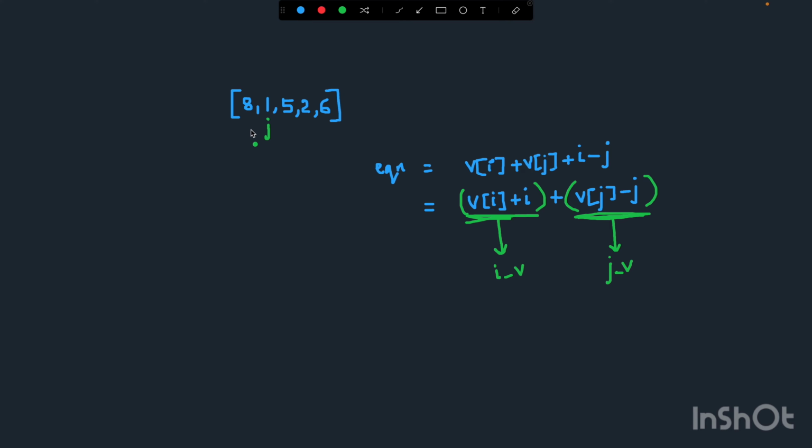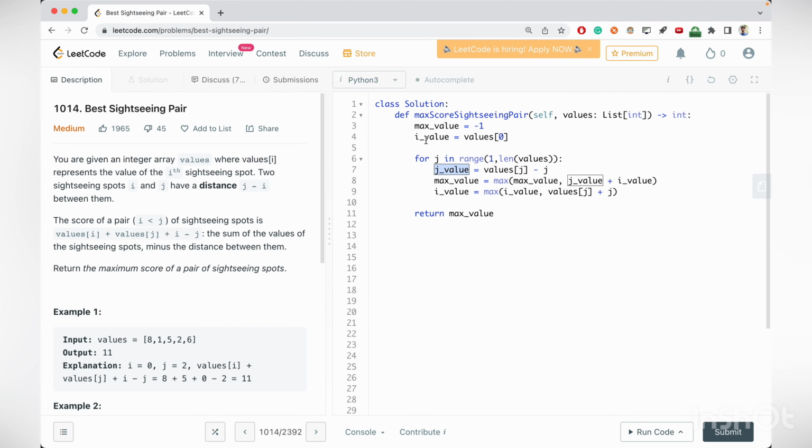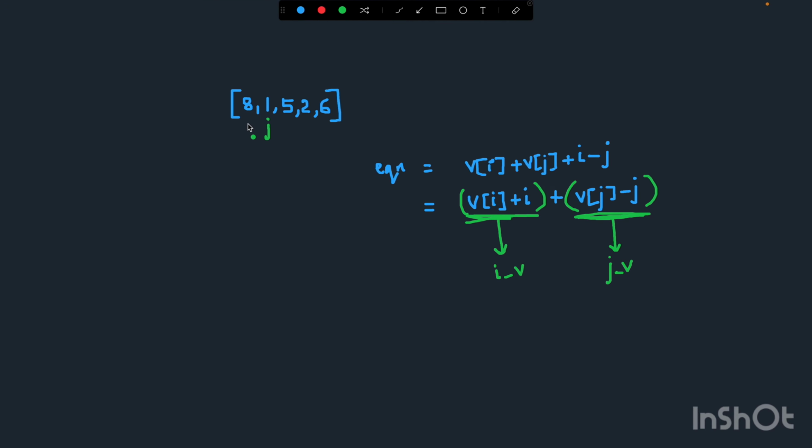Okay, and initially I have calculated the ith component and I have stored this into my ith value. So my I value will be having this I and the corresponding value of I, that is 8 plus 0. So my I value will be having initially 8.